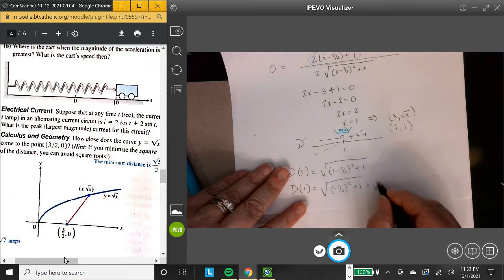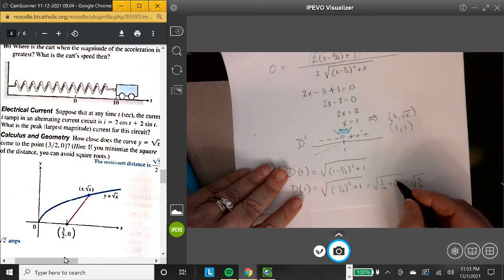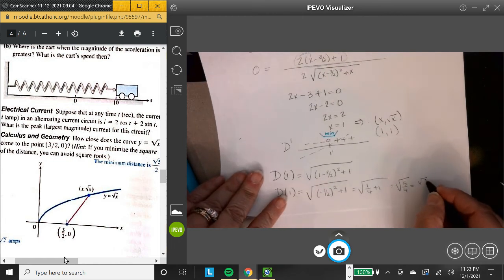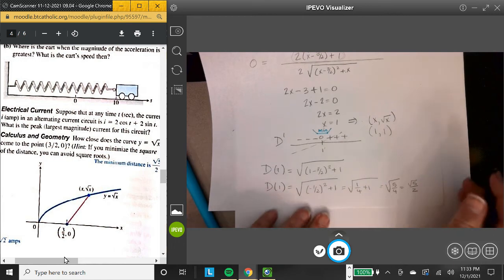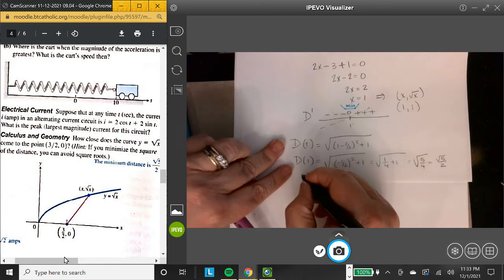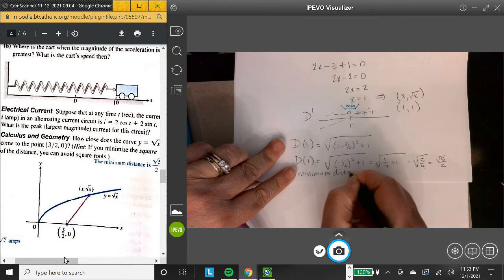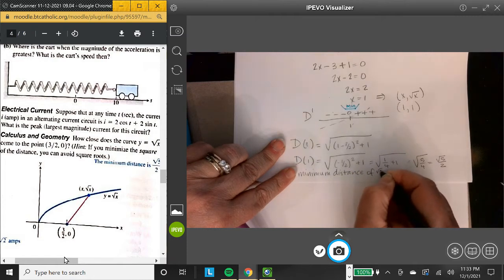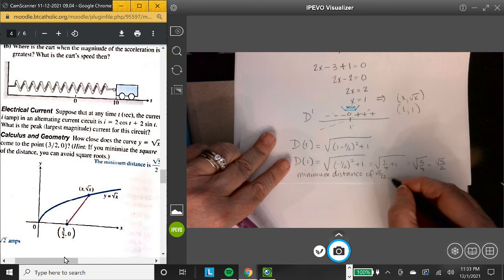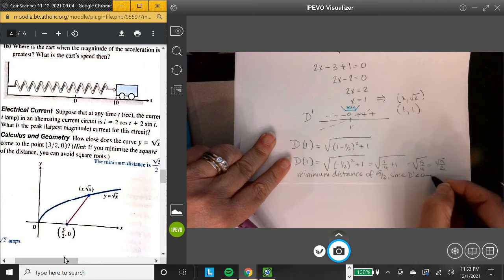Right, because it's going to be a positive. This is the square root of 1/4 plus 1, which is the square root of 5/4. Right, because this is 4/4 plus 1/4 is 5/4. This is root 5 over 2, the distance, the minimum distance, since we're going to say D prime was less than 0 and went to D prime greater than 0 when x is 1.